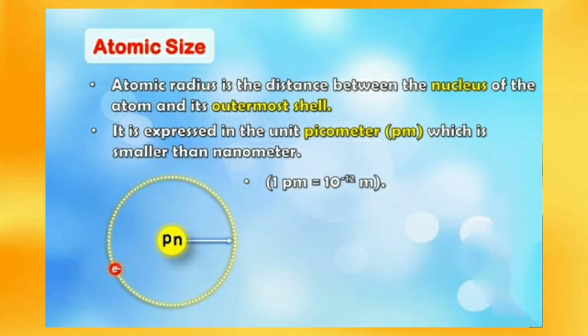Okay, so the unit of atomic radius is what? Picometer. And what is the atomic size? Atomic radius. Atomic radius is the distance between the nucleus of an atom and its outermost shell. Understood?